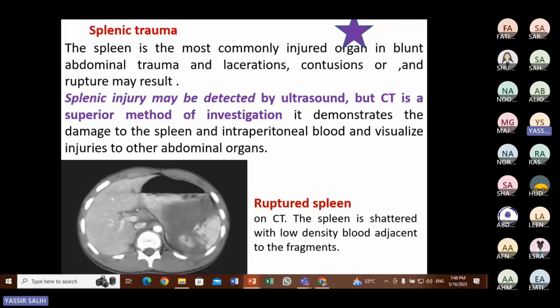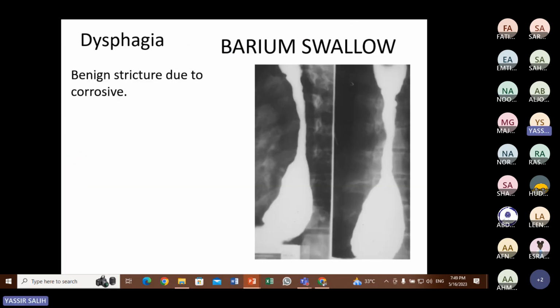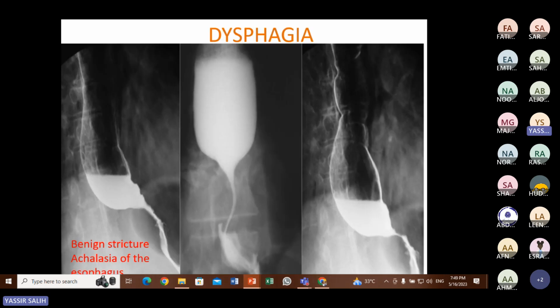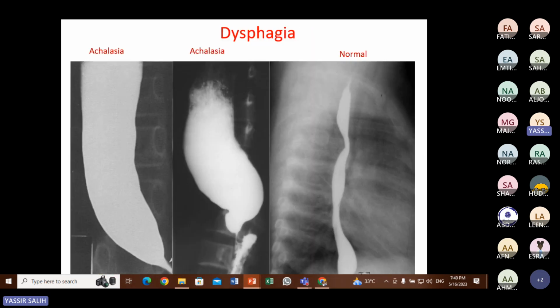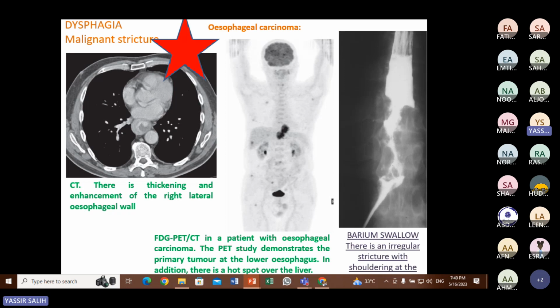Yes, splenic trauma. For a patient involved in a road traffic accident with suspected splenic trauma, what is the superior method of investigation? CT. Then a patient with suspected neck injury.